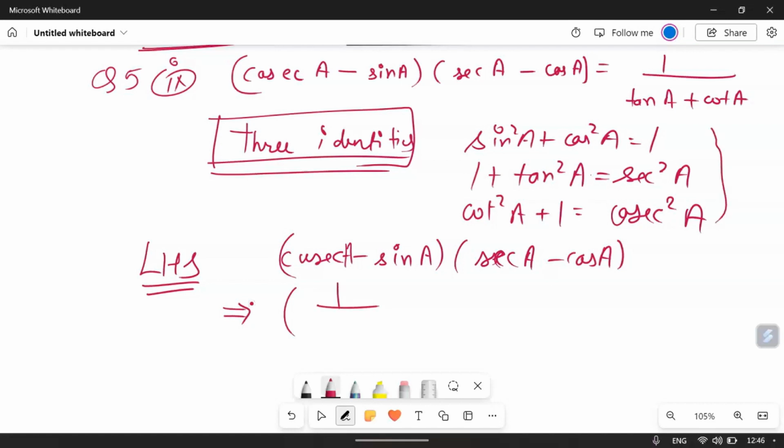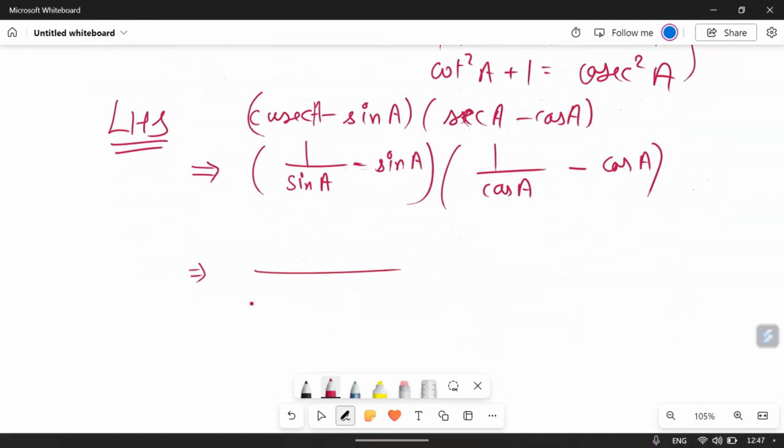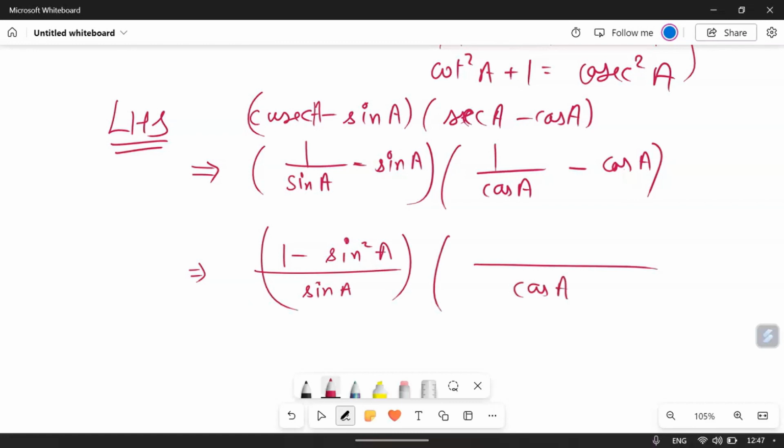So cosec A can be written as 1 by sin A minus sin A, and sec A can be written as 1 by cos A minus cos A. Let's go ahead, take the LCM. If you take the LCM sin A, it will become 1 minus sin square A, and here the same thing, if you take the LCM cos A, 1 minus cos square A.